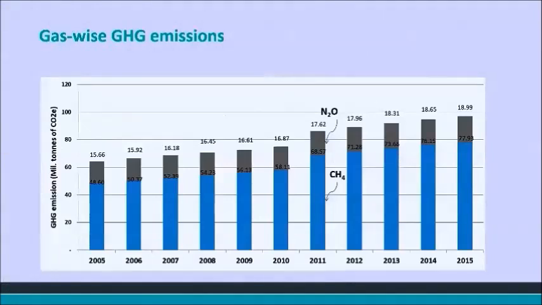In terms of gas-wise emissions, when domestic wastewater is discharged into open water bodies, that produces some amount of N2O emissions. So that's a small portion of the emissions, mainly from the waste sector. CH4 emissions dominate and make up about 75% of the emissions.